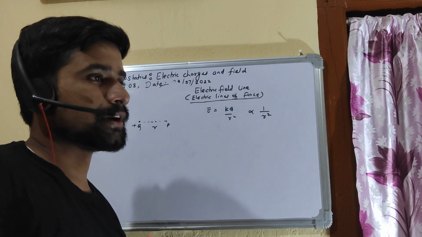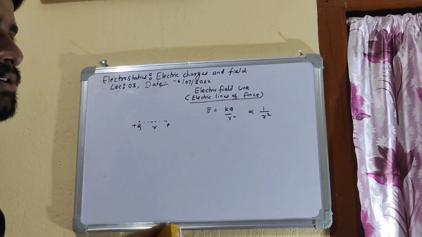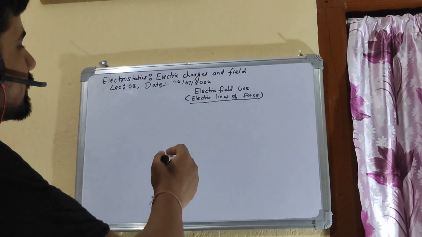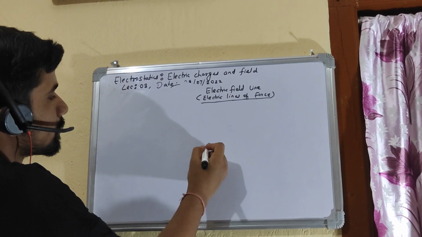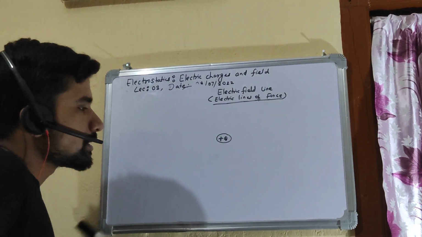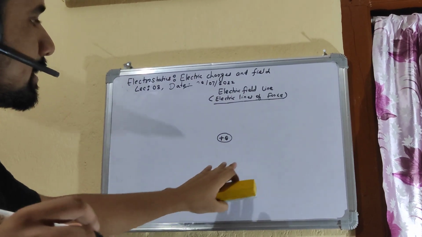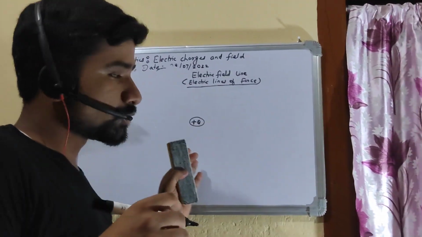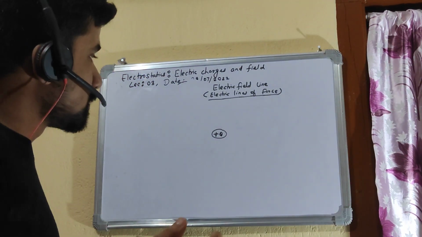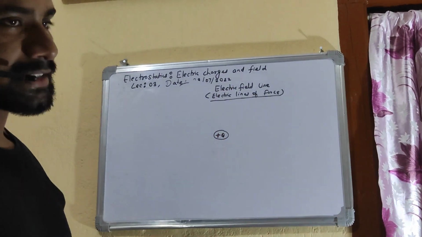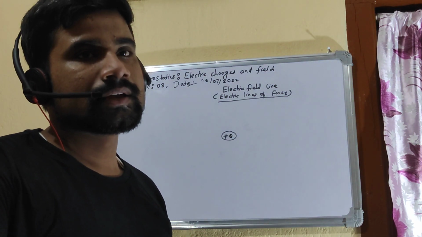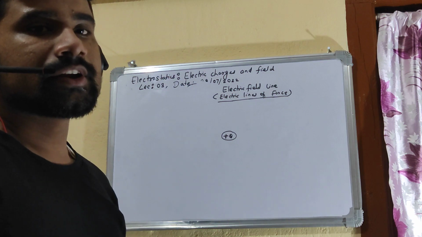So what exactly are electric field lines? There is nothing called lines over here. It is an imaginary concept, right? So let's say we have a point charge plus Q. This is a charge, right? Now, as I said, in the vicinity of this Q, the magnitude of electric field will be more when compared to the farther points. So electric field lines are the imaginary lines which indicate the strength of electric field at any particular point or at any particular region, right?